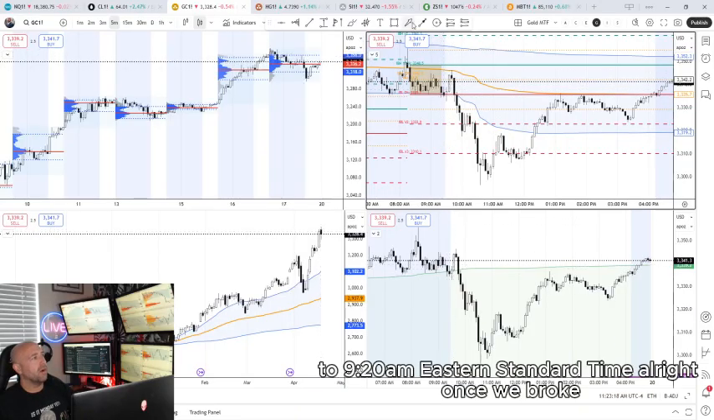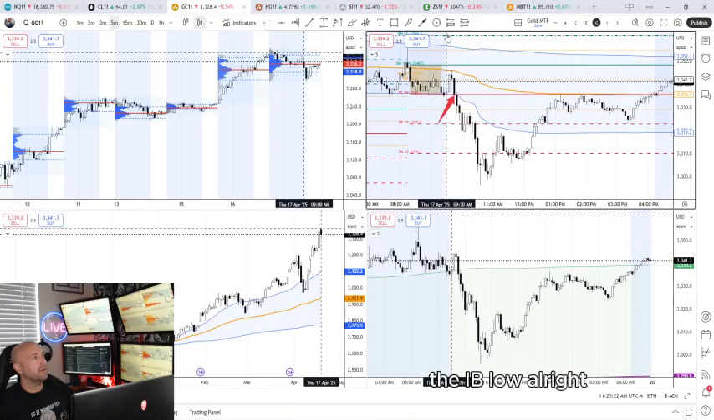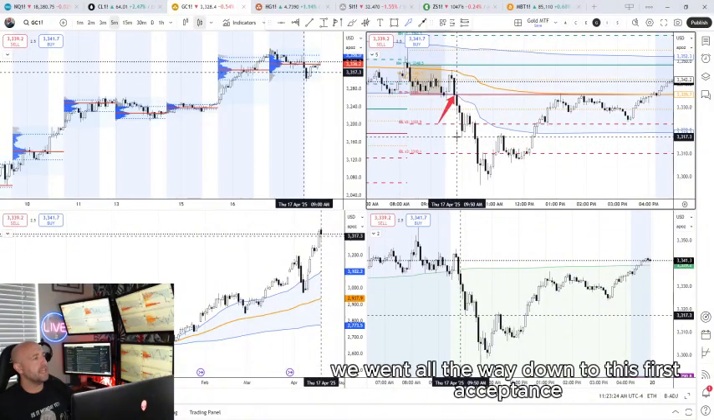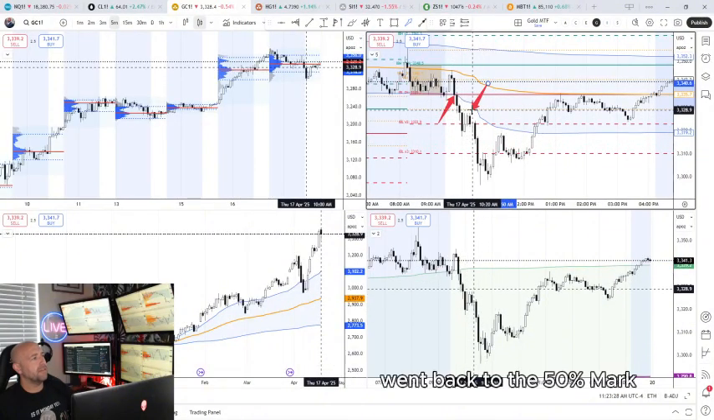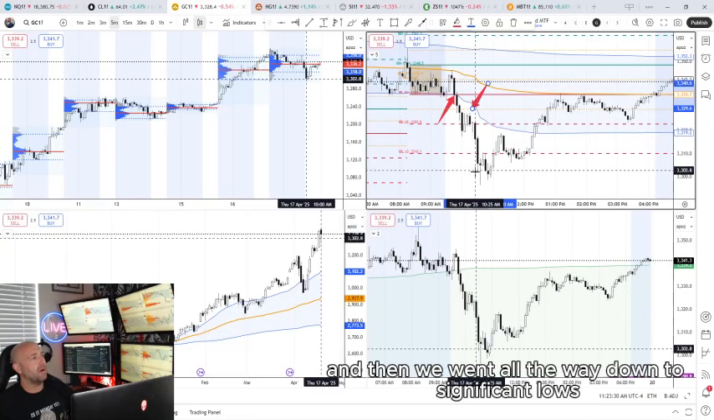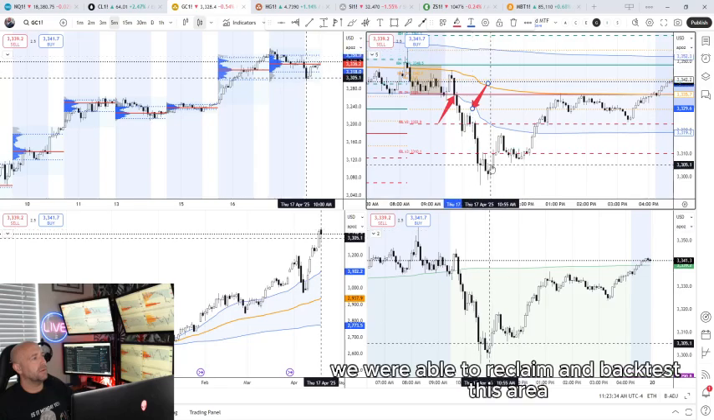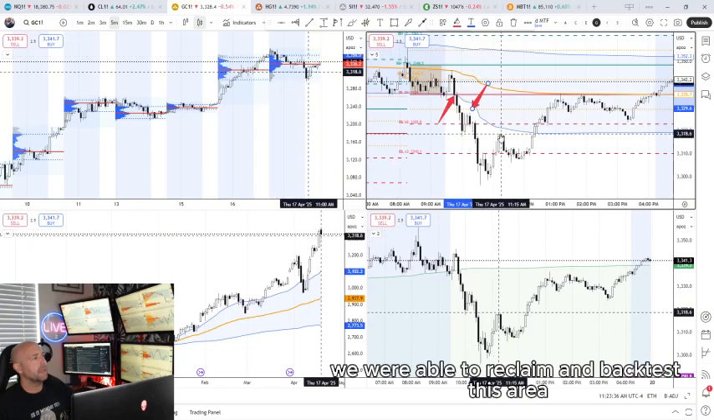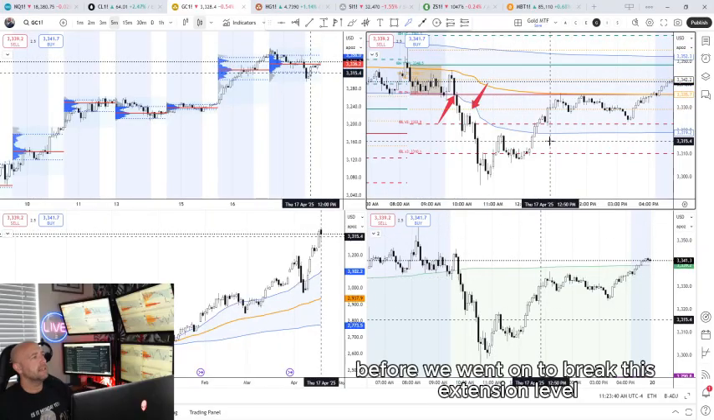Once we broke the IB low, we went all the way down to this first acceptance, this first extension, bounced a little bit, went back to the 50% mark, and then we went all the way down to significant lows. We were able to reclaim and backtest this area before we went on to break this extension level.